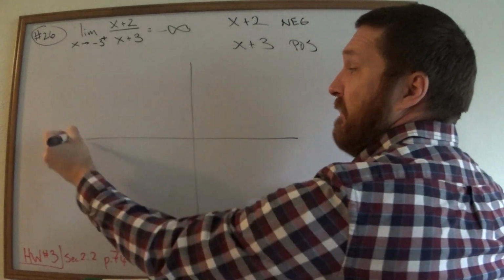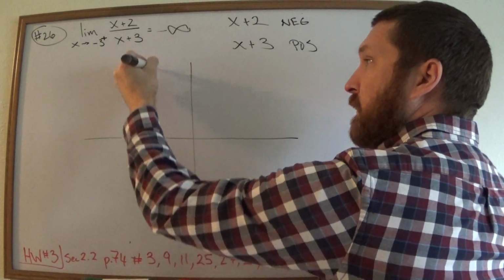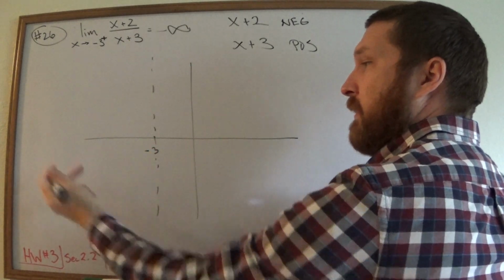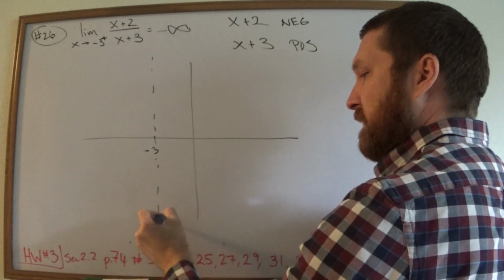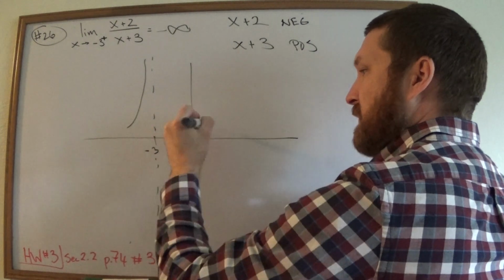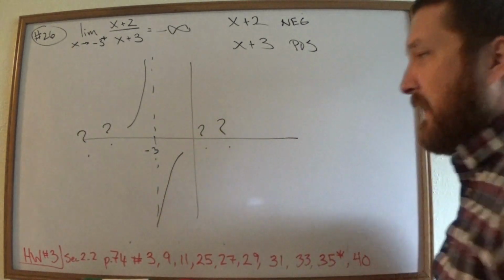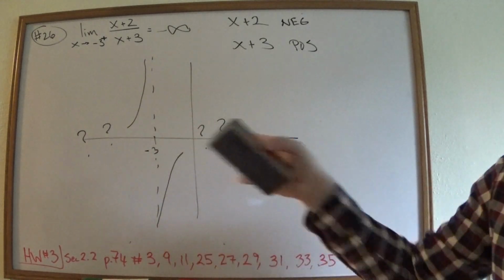And now having those two bits of information, you could say, well, since it blows up coming from this side, and it blows down coming from this side, it looks something like this. Now what does it do over here? We don't know. Not sure. But I could tell you that right around here, that's what it looks like.